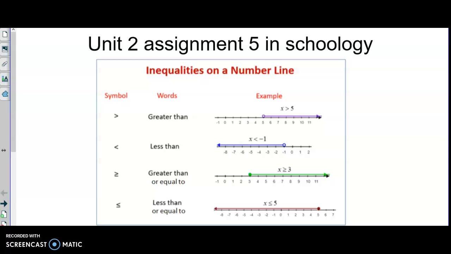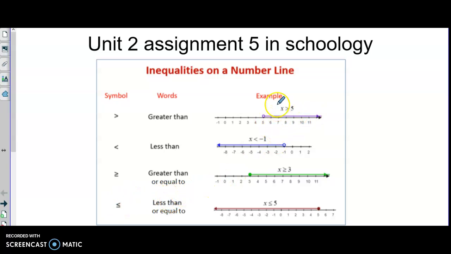All right, guys, today we are working on Unit 2, Assignment 5 in Schoology. All of this assignment is about inequalities. So here's just a quick refresher. This symbol means greater than. This symbol means less than. This one is greater than or equal to, and this one is less than or equal to.